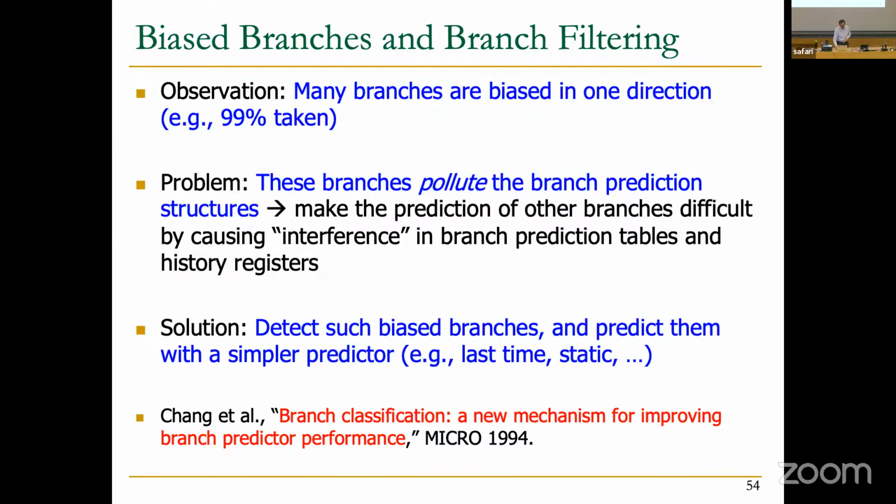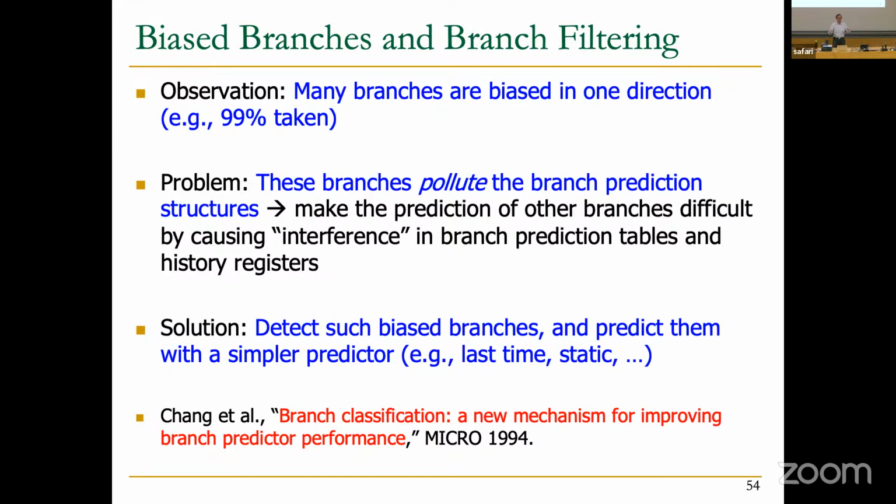That's the idea. Now, how do you do that? To be able to do that, you need to collect more information about a branch. Right? Which predictor is doing better for this branch? Is it really biased? So I can find out the bias of a branch, for example, by collecting the taken frequency or not taken frequency of a branch while the branch is running.